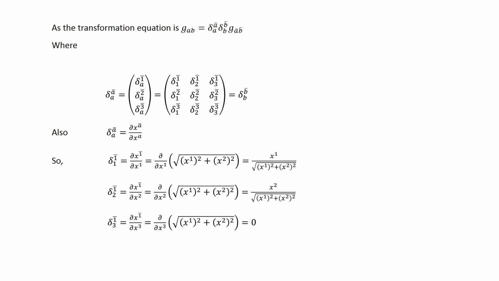Now taking the derivative of x1 bar with respect to x3. X1 bar is the square root of x1 square plus x2 square, and in this term there is no x3. So this is treated as a constant for x3, so the derivative is 0.